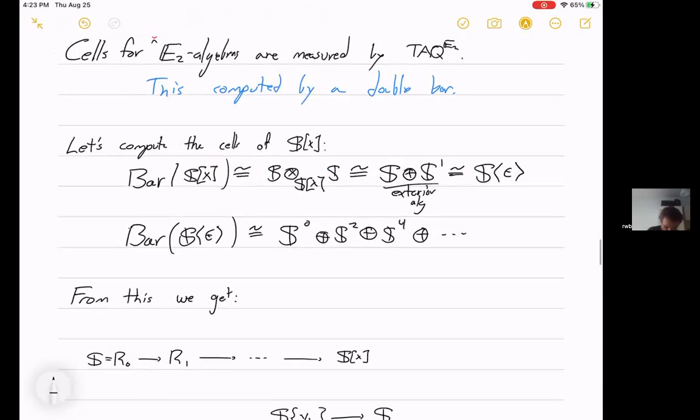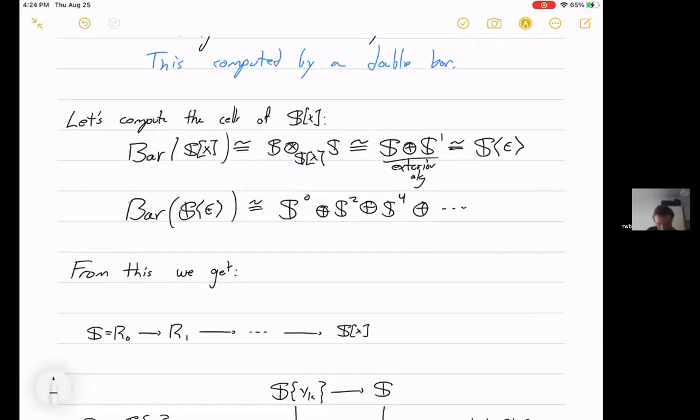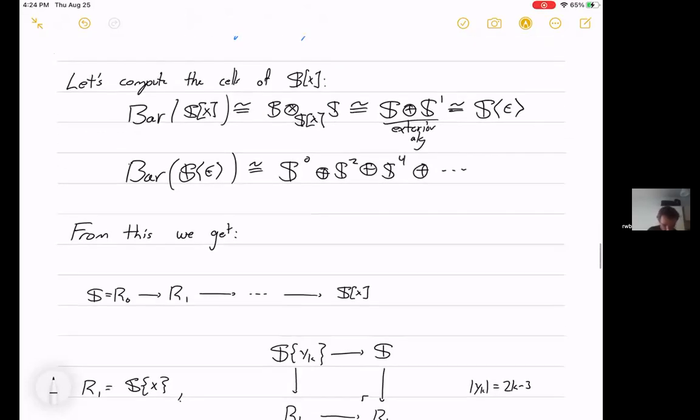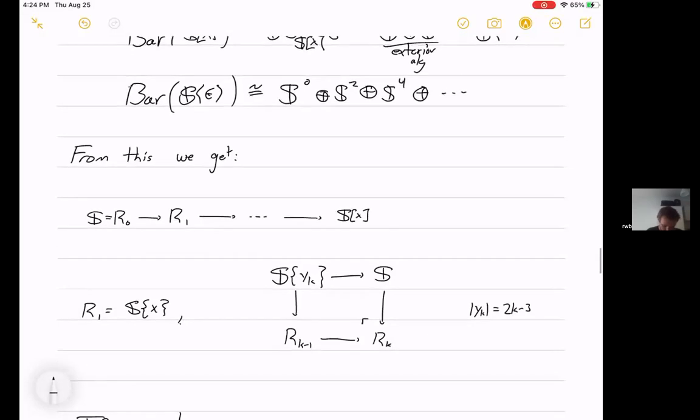Okay, then moving forward. By moving up the E2 cells of a polynomial algebra one step at a time, we get a tower of E2 algebras R0, R1, R2, and so on, where R0 is the sphere S0. R1 is a free E2 algebra on the class X. At each stage, you proceed from Rk minus 1 to Rk by taking a pushout of E2 algebras over a free E2 algebra on a class Yk, where Yk is in degree 2k minus 3.